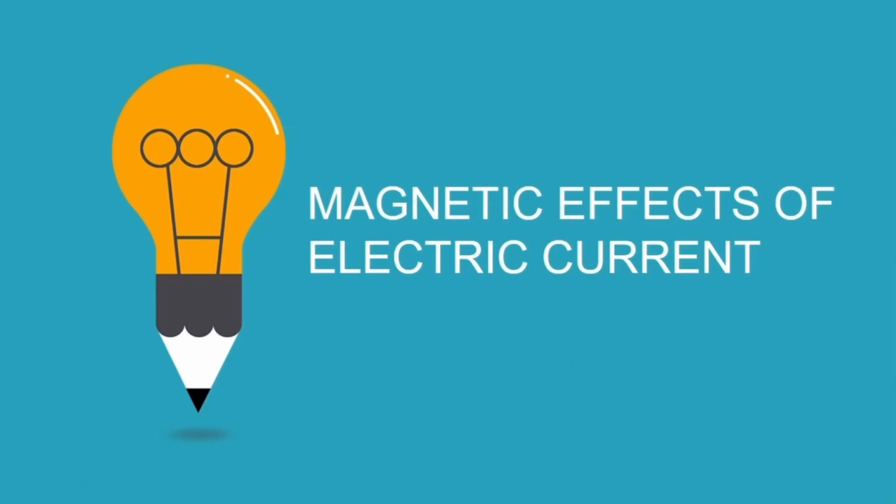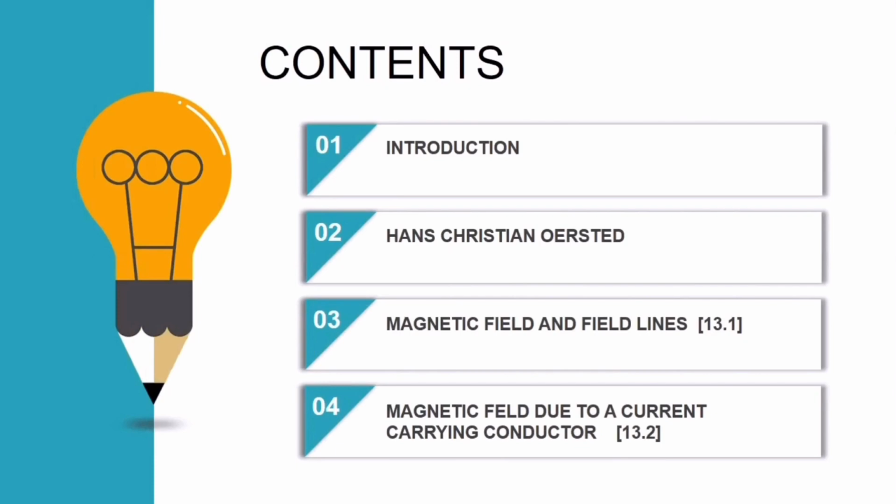In this video, we are going to explore chapter 13, magnetic effects of electric current. These are all the contents or topics we are going to discuss in this video: Introduction, Hans Christian Ørsted, Magnetic Field and Field Lines, that is 13.1, and Magnetic field due to a current carrying conductor, 13.2.